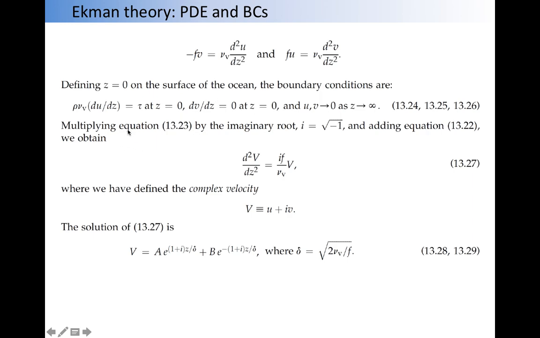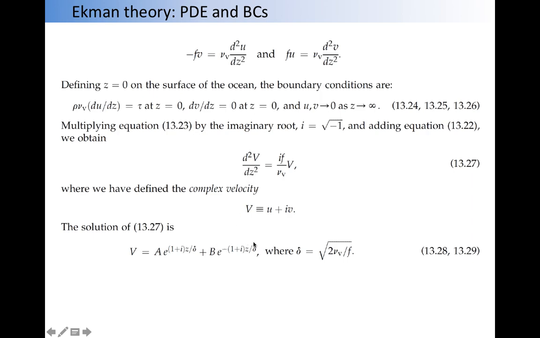So if you multiply by i, the imaginary number, and add, and if you substitute capital V as u plus iv, you can simplify the coupled equation in this way. If you multiply by i, it will be coming out, then you can easily combine the capital V here. And this is a second order ordinary equation, so you can assume V is A times something of z, which is a z-directional variable only.